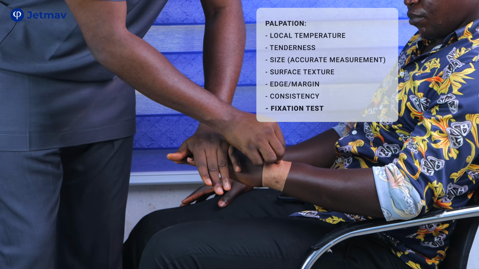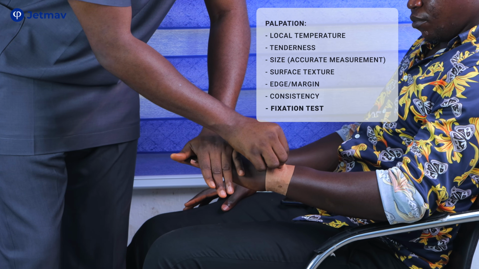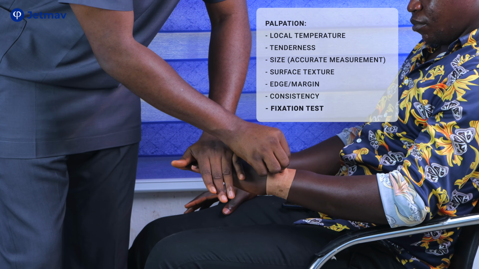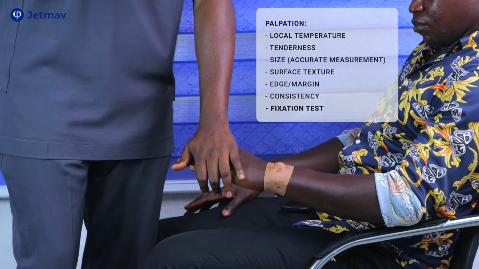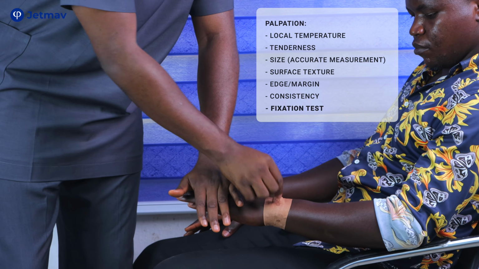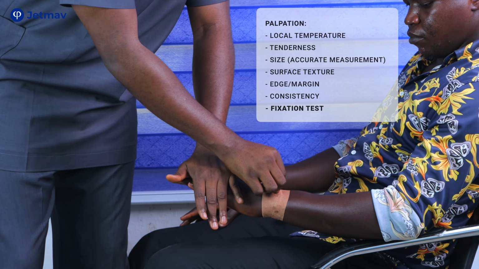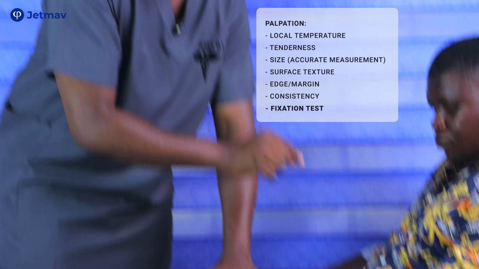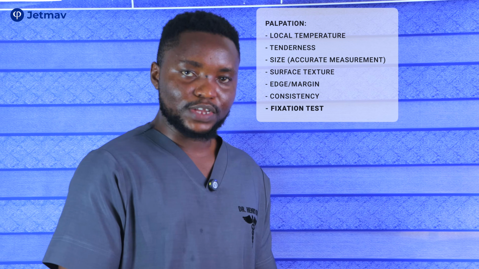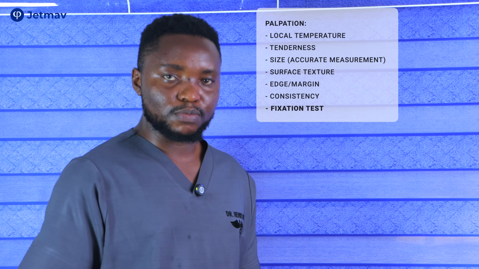Then you still try the movements in all directions. If the mass is attached to the underlying muscle, when you put this under tension, okay, tense it up again, the mobility will be reduced. But if it's not attached, despite putting the muscle under tension, the mobility will still not be reduced. That's how you check if the mass is fixed to deep structures and completely immobile.